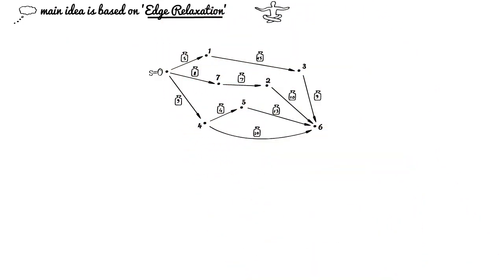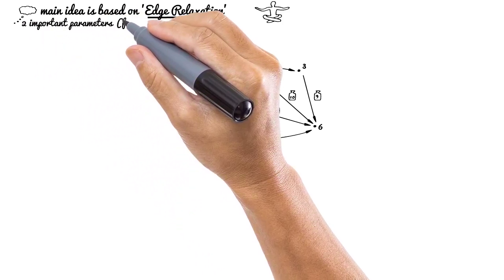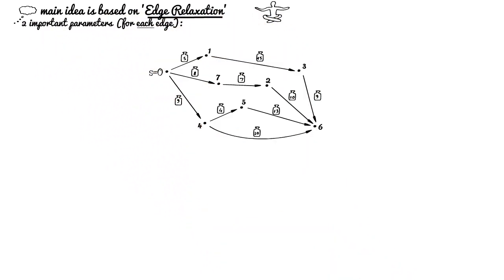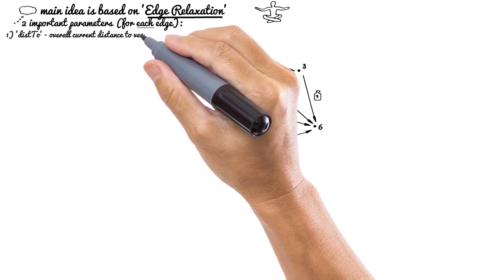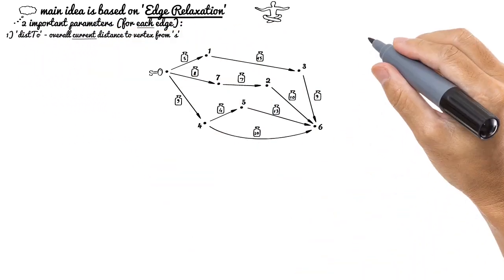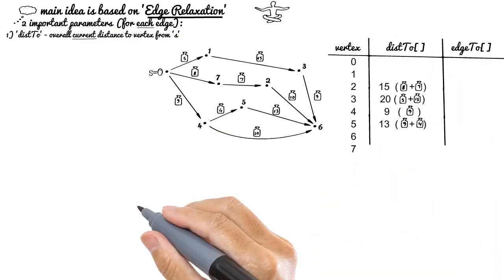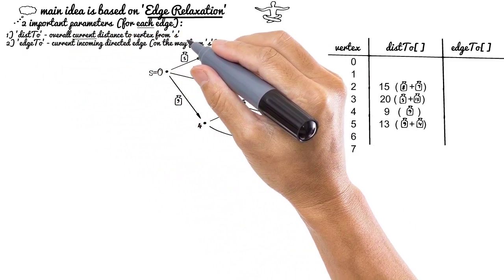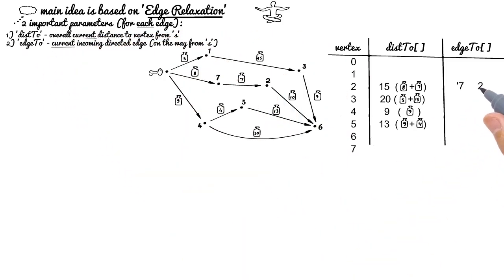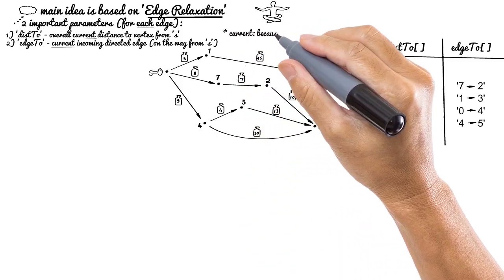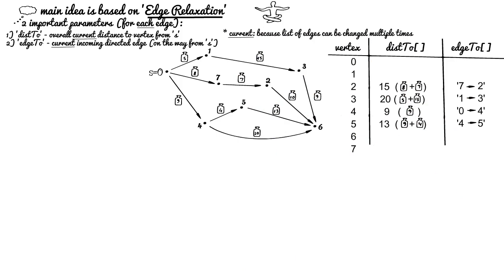This mechanism allows eventually to find edges to be included in SPT. Let's check how exactly. Mechanism maintains two important parameters for each edge in the graph. First parameter, dist2, is overall current distance to vertex from starting point S. Let me write values for some vertices. And second, edge2 parameter describes current incoming directed edge which used to reach particular vertex on the way from starting point S. Word current used intentionally, since list of edges could be changed several times during algorithm execution.